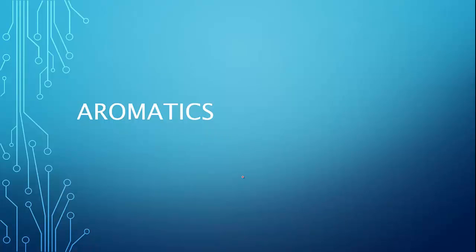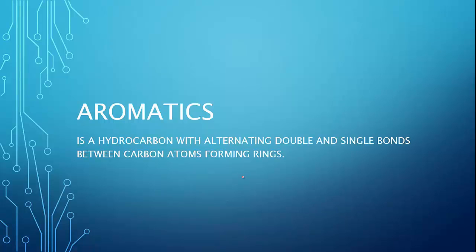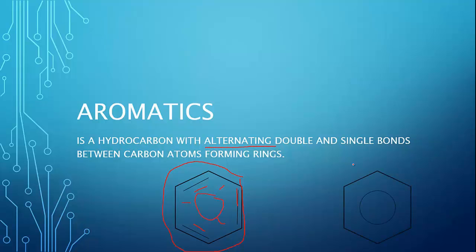Our last type of molecule are aromatics. Aromatics are hydrocarbons with alternating double and single bonds between carbon atoms forming rings. This is a way to represent it. We have 1, 2, 3 double bonds and 1, 2, 3 single bonds. But since they are alternating, they are making circles all around. So we prefer to represent it like this.